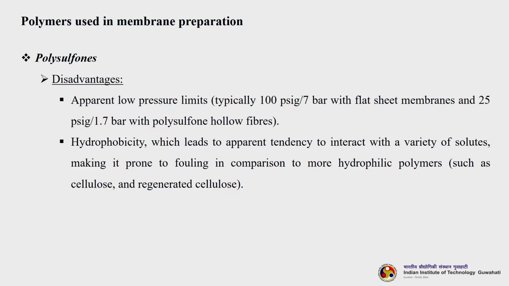Its disadvantage is that it has very low pressure limits. Typically around 700 bar when you use polysulfon membrane as a flat sheet membrane, or 25 bar when you use them as hollow fiber membranes. Often it happens that we use pressure much higher than 25 or 30 bars. So, in those applications it is difficult to use polysulfon membranes. Another disadvantage is hydrophobicity, which leads to an apparent tendency to interact with a variety of solutes, making it prone to fouling in comparison to more hydrophilic polymers such as cellulose and regenerated cellulose.